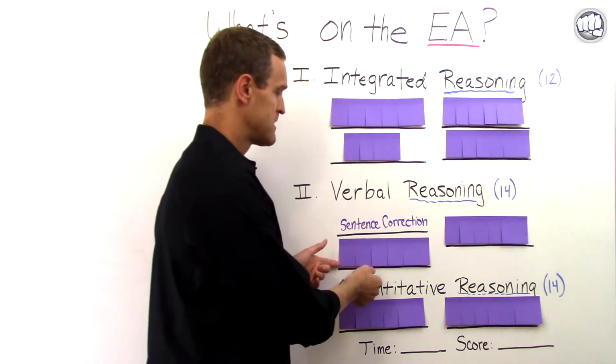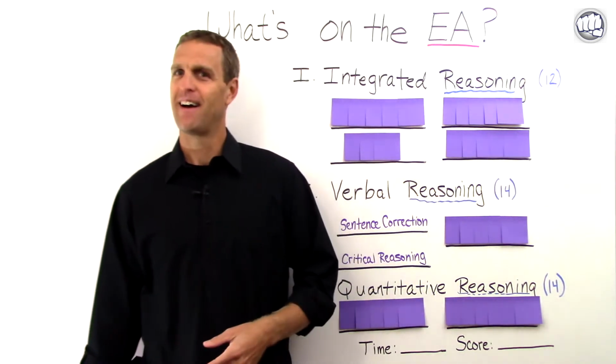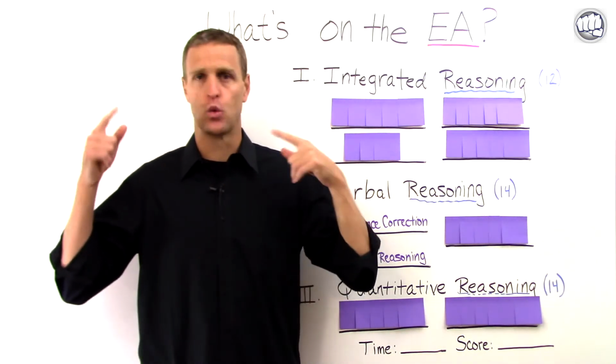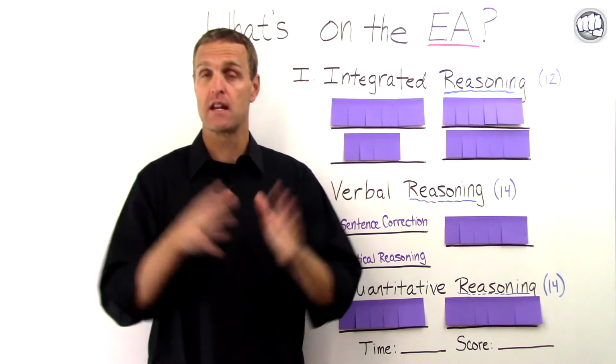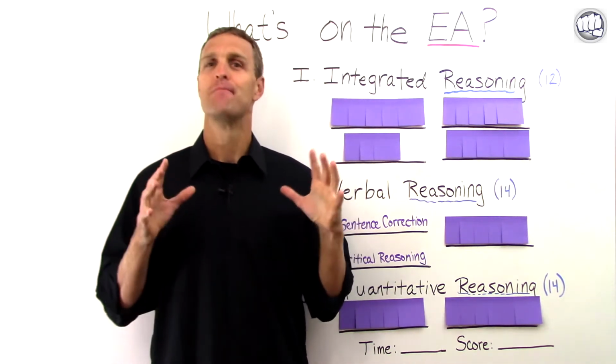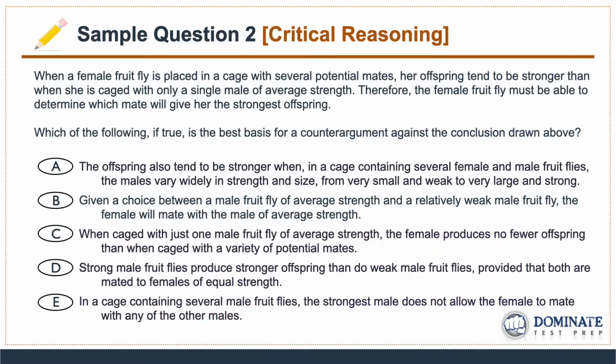The second question type is called critical reasoning. Here's that word reasoning again. And this is very much logical reasoning. Remember, the description of verbal reasoning included words about arguments and analyzing arguments. That's what we're doing on critical reasoning. Let's take a look at a sample question. So here's sample question 2. It is a critical reasoning question.